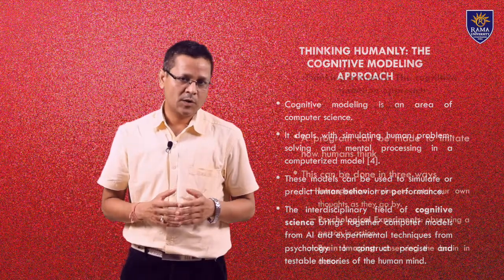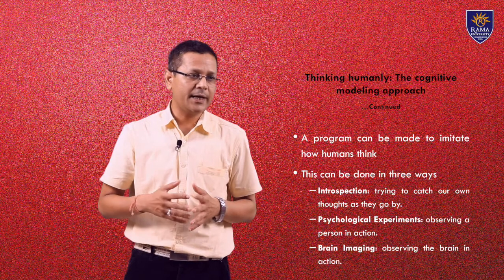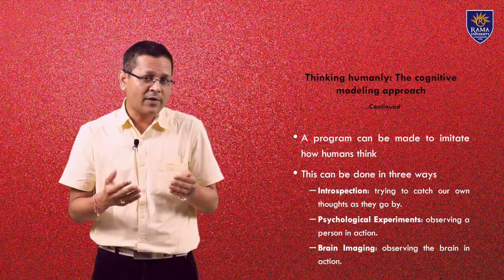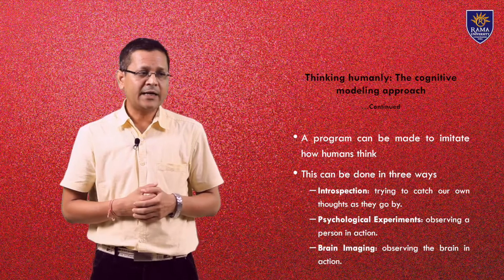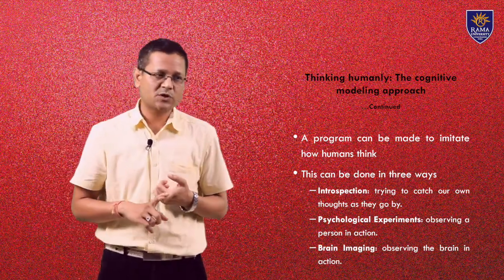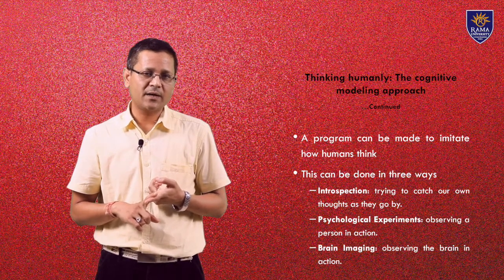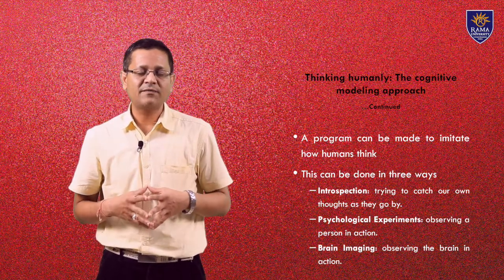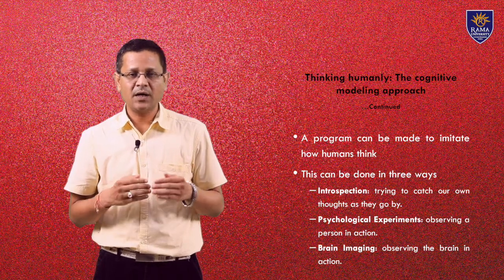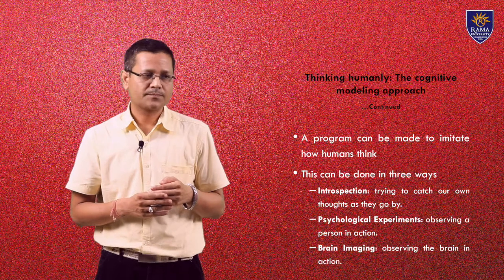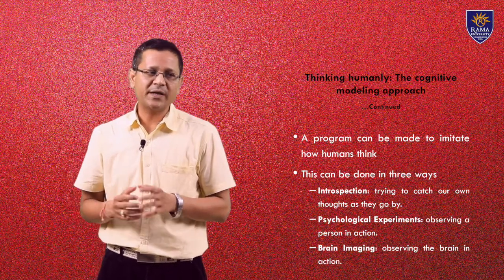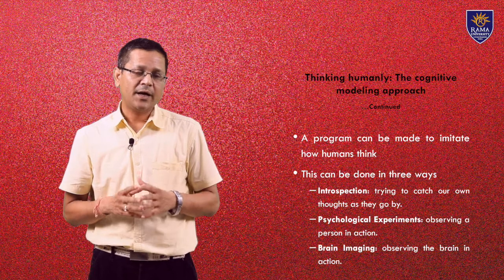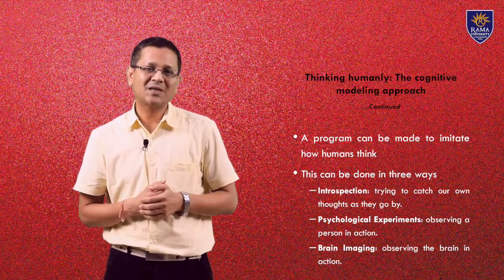Now using cognitive science, a program can be made which can imitate human thinking. In order to know how humans think, that can be done in three ways. First is introspection, second is psychological experiment, and the other is brain imaging. In introspection, we introspect ourselves and see how we are actually thinking step by step in order to solve some problem. In a psychological experiment, some expert observes a person in action, and in brain imaging, the brain is observed in action when some problem is given to the subject.